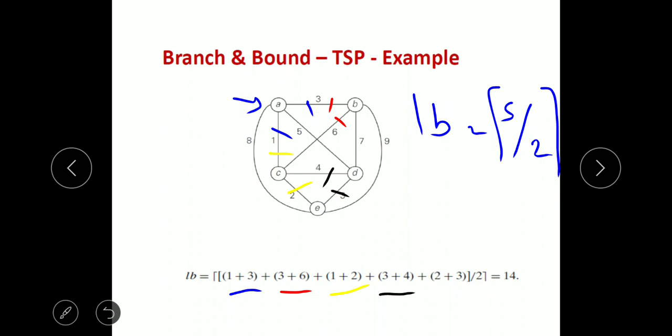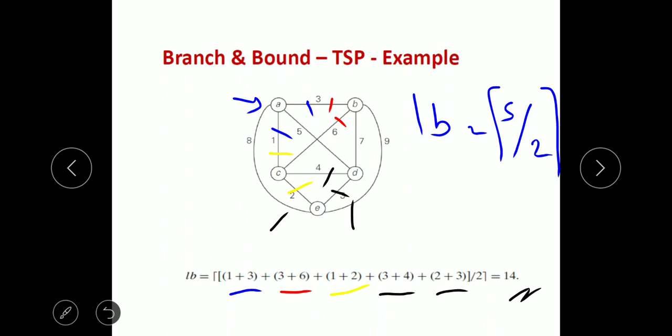Similarly for vertex E, the least cost edges are 2 and 3. So sum them up, divide by 2 and take the ceiling function. You get the lower bound to be 14. So this is our initial lower bound.